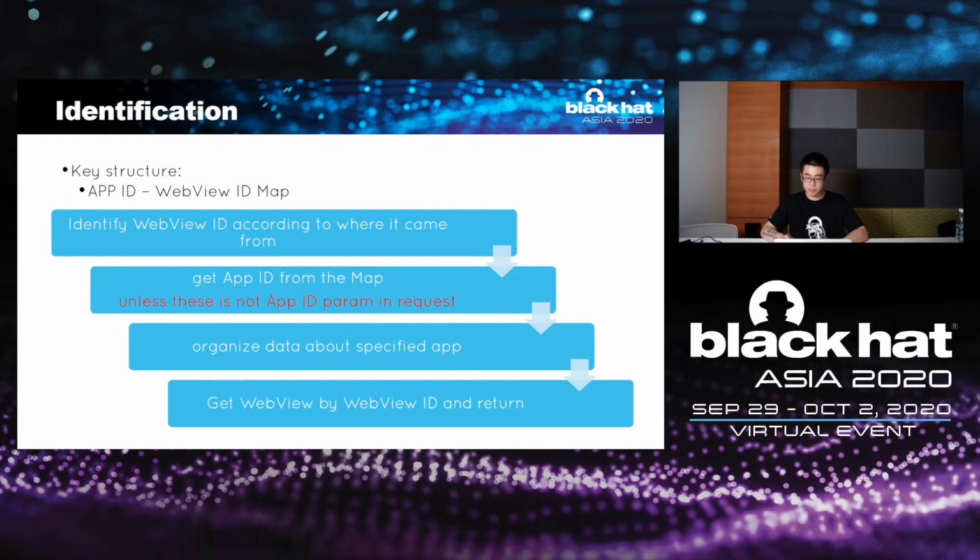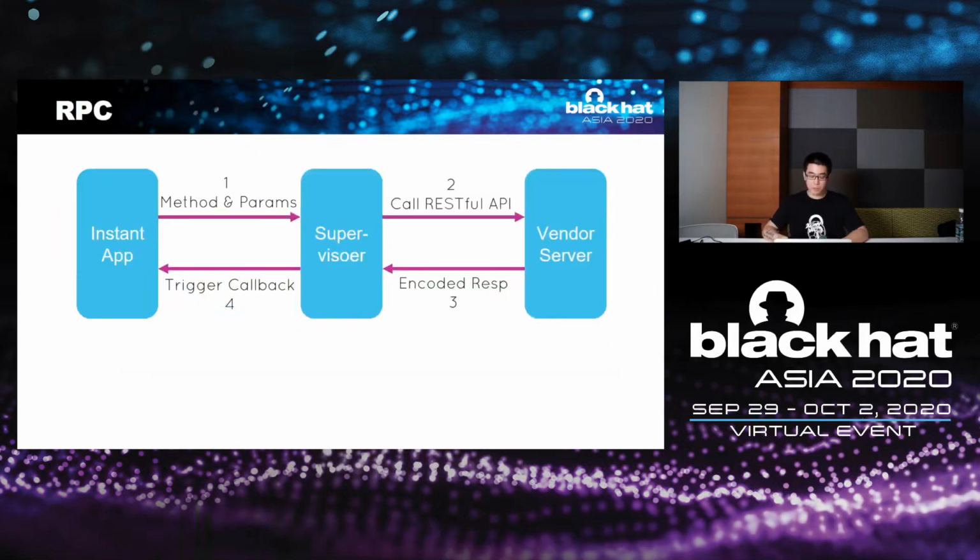During reversing, I found the first bug in an instant apps platform. I found there are some specific parameters that can lead to lateral movement. For example, if you add an app ID parameter in your privileged domain request, the supervisor app will let the input parameter override the original app ID from the key map. The first bug is very simple.